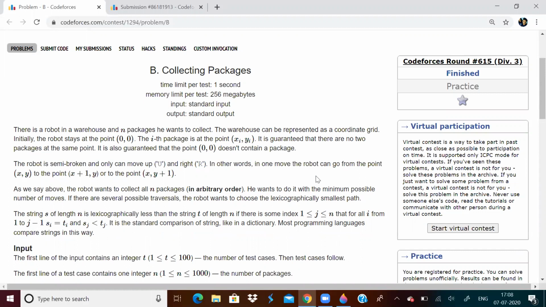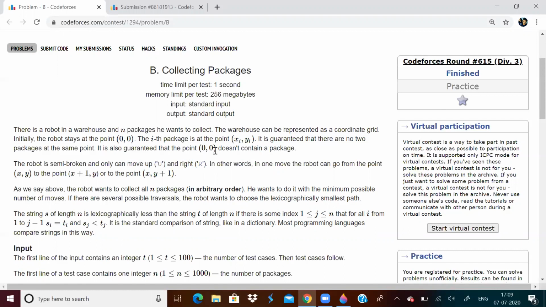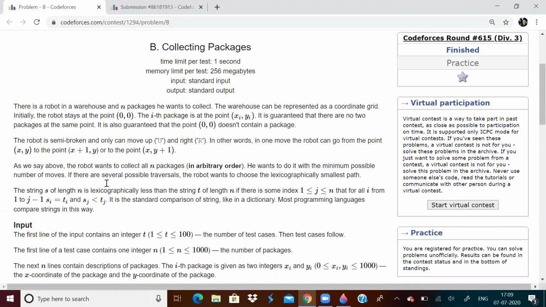So first of all, let's see what the question is. There is a robot in a warehouse and n packages he wants to collect. The warehouse can be represented as a coordinate grid. Initially, the robot is at 0, 0. The ith package is at coordinate xi, yi. It is guaranteed that there are no two packages at the same point. So this is important. There are no two packages at the same point. It is also guaranteed that the origin does not have a package.